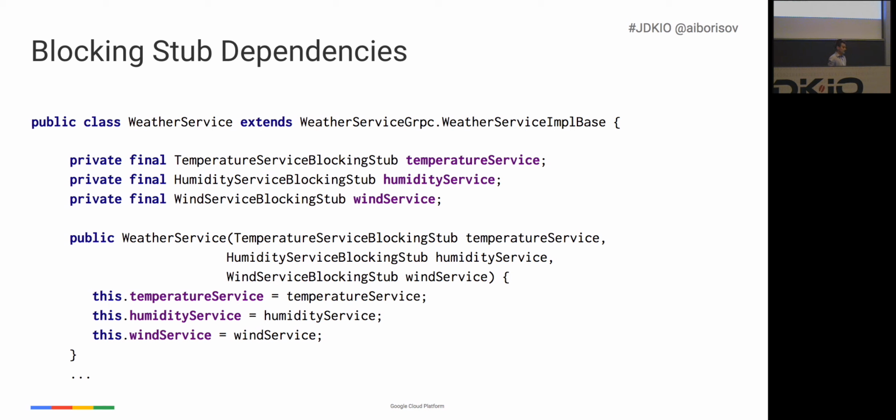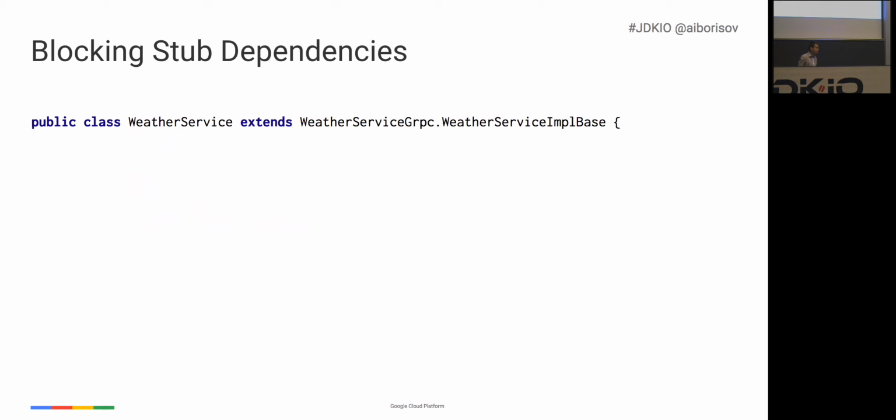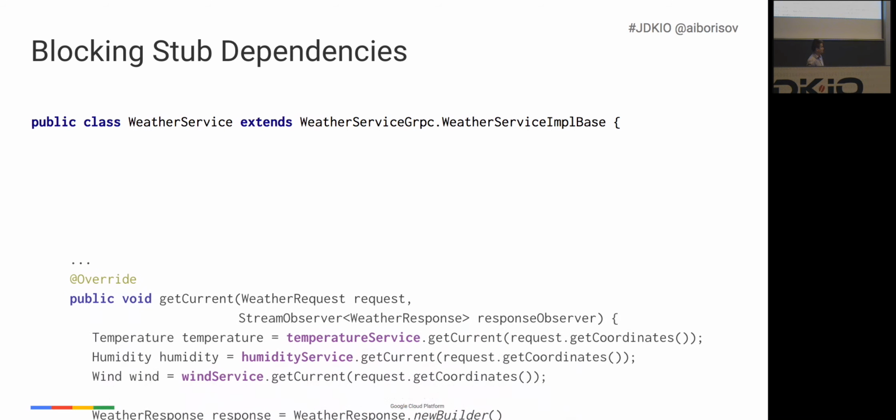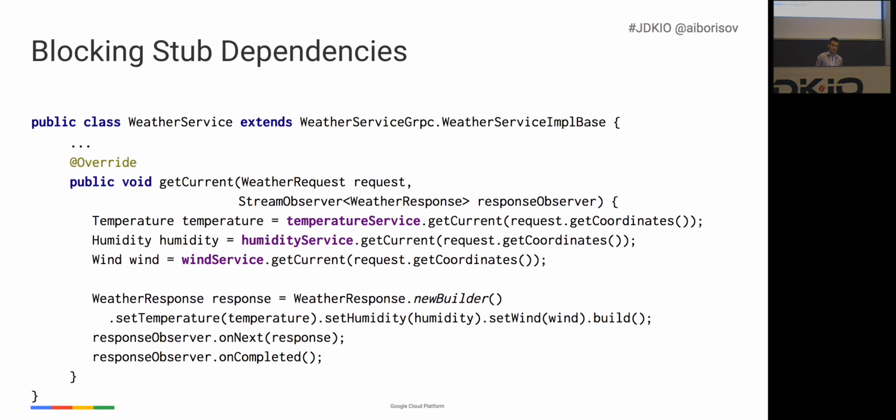And now, let's see how our service will evolve. The simplest implementation we can think of, use blocking clients. We inject blocking clients for all 3 downstream services to our constructor. And then, in getCurrent method, we just call them one by one, build a response, and return a response to our client.